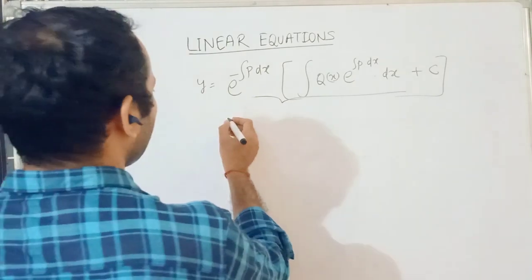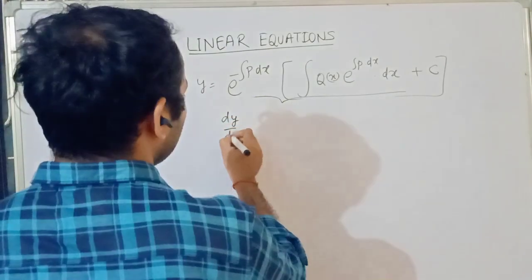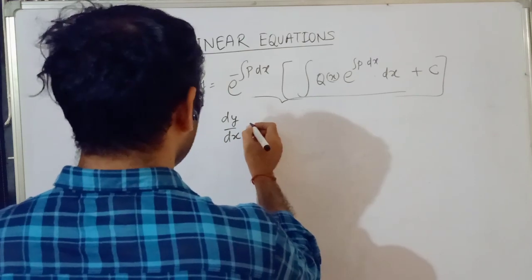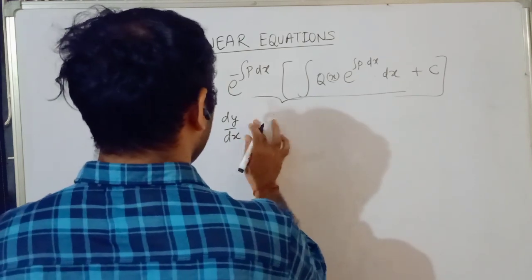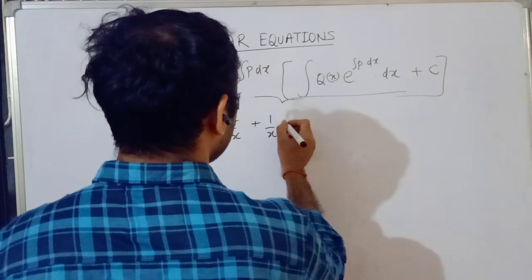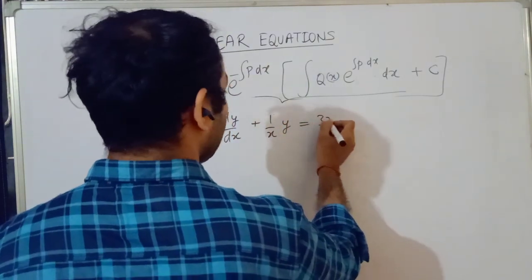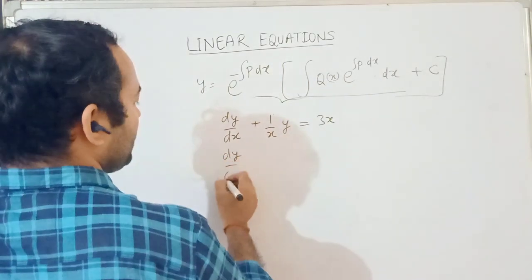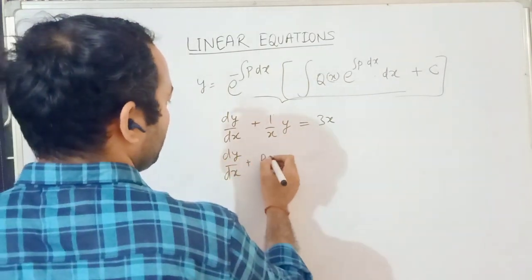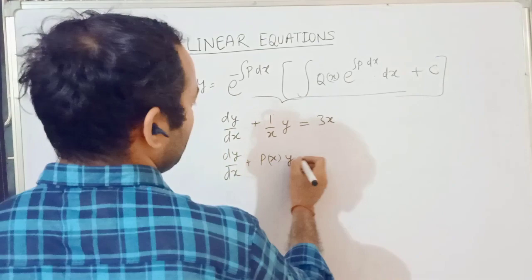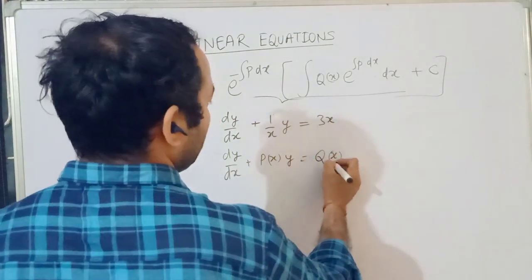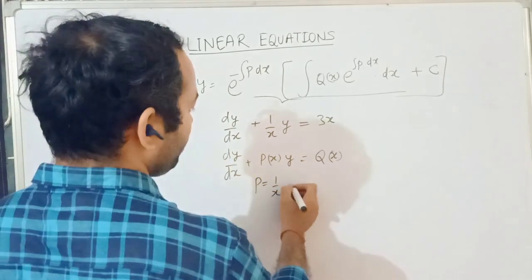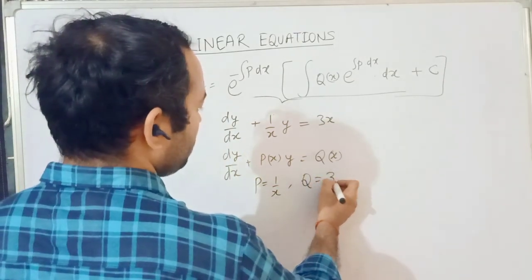I'm going to take a simple example and I will not use the formula. You don't have to use the formula. dy/dx plus 1 by x y is equal to 3x. Just compare with the standard equation. What is the standard equation? dy/dx plus p(x) into y is equal to q(x). You can get the value of p. p is 1 by x. What is q? 3x.